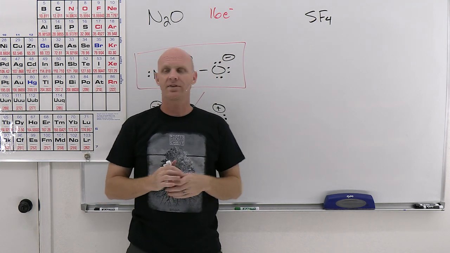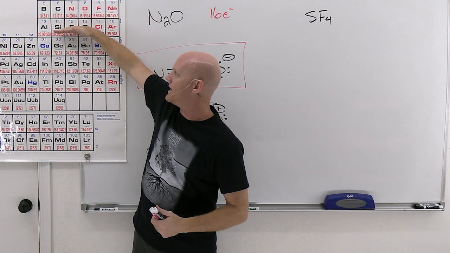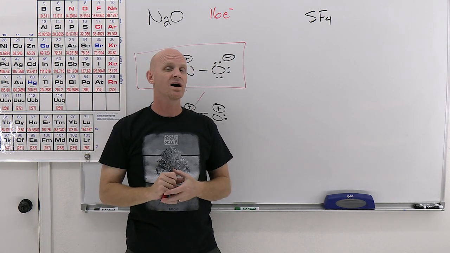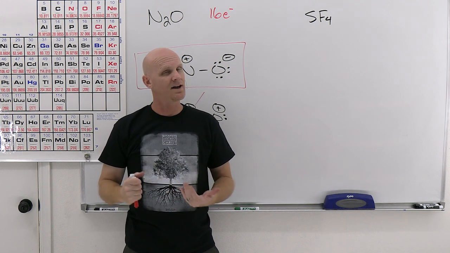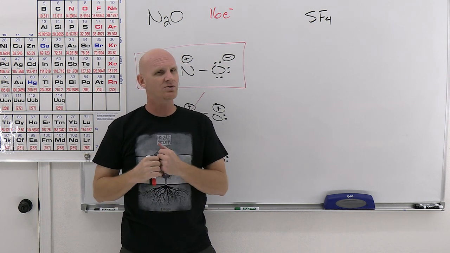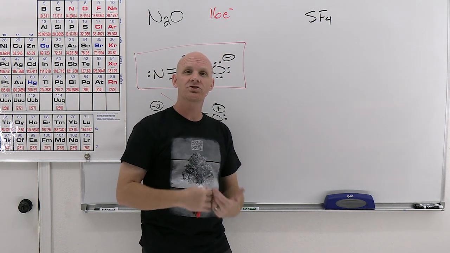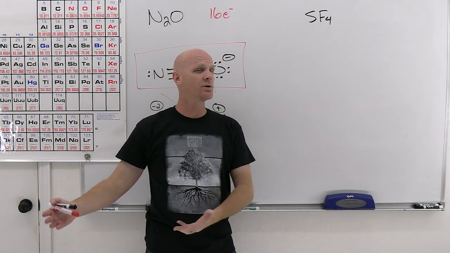Well, we'll find out that when you've got one of these atoms in the third row or lower, the only chance it has of going over the octet rule is if it's the central atom. But again, there's no guarantee there either. Even when it's the central atom, it doesn't have to go over the octet rule. But if you follow the rules, it will naturally work out to either go over the octet rule or not, as we'll see.